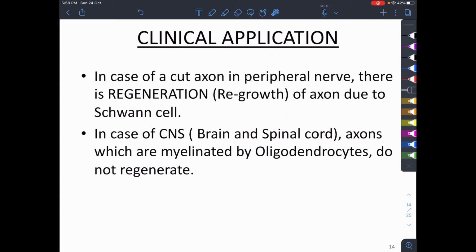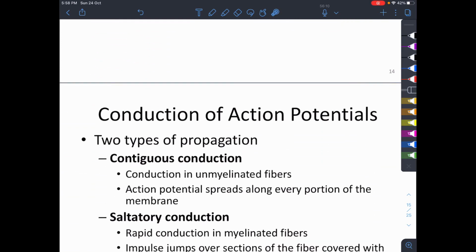But in case of a CNS injury or a cut in the axon, which are myelinated by the oligodendrocytes, they do not regenerate. This is a very important clinical difference between the oligodendrocytes and the Schwann cells. إنه عندنا بالشوان cells بالperipheral nervous system الطرفي we have regeneration, but the oligodendrocytes, they do not regenerate. So this is basically the most important thing in this slide.